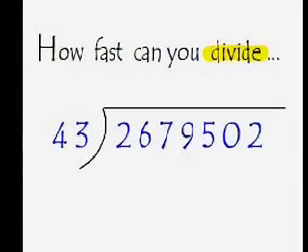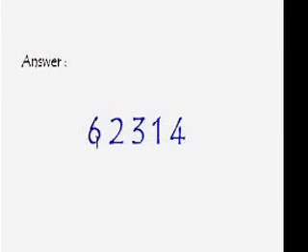Your time is up. The correct answer is 62,314. Now you don't have to tell me that you did not get that answer, or any answer at all, for I know that unless you use a calculator or you know this EasyCal trick of dividing numbers, there is no way you can divide a 7-digit number in 12 seconds. So let's first check out the usual way of doing it, then I'll show you the faster way.